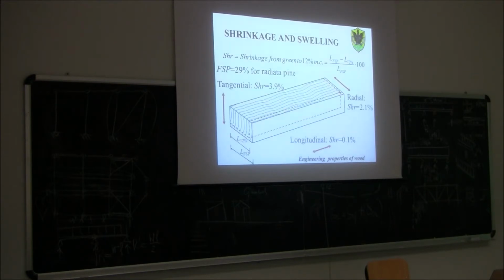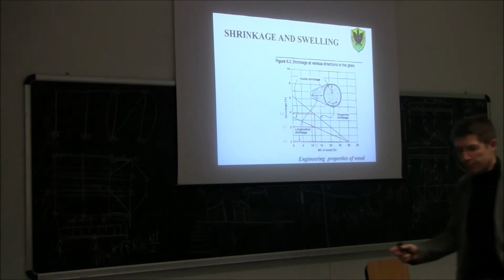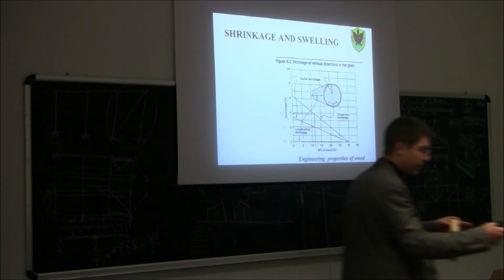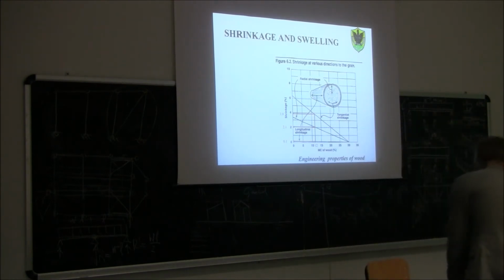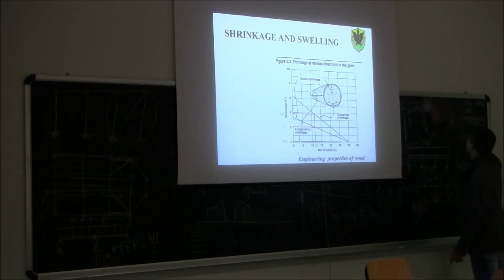This quantity here, SHR, was basically defined at 12%. So at 12% you see 0.1%, 2.1% and 3.9%. Since this is a linear curve, if we need to calculate the shrinkage, so basically the dimensional variation along a certain direction, we can use a formula very similar to the one that we use to calculate the thermal expansion of a piece of material.